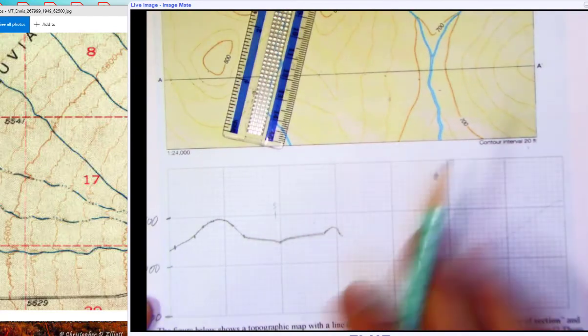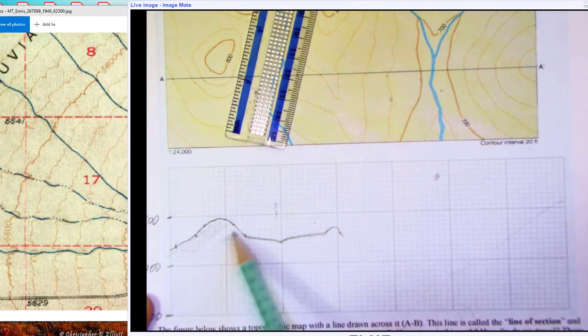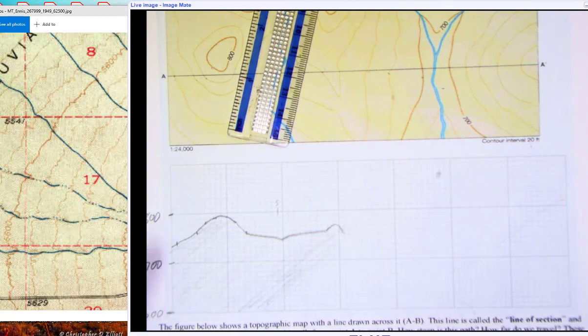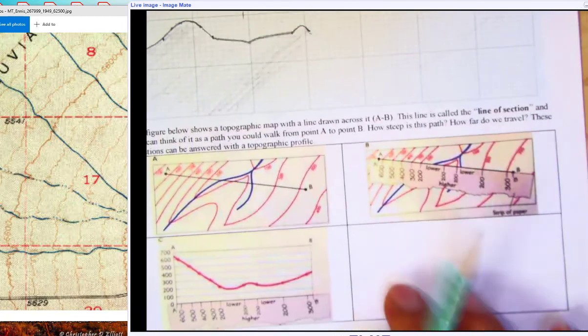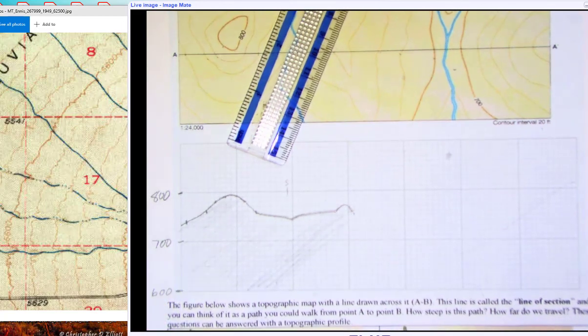Ideally what you want to do with these, after you've completed your profile, is shade in the earth, the land. So you want to show that this is where the land is, the earth. And then above it is just the air, so to speak. There are some instructions on how to do this as well, but I showed you kind of an easier way to do this. But that's about it.